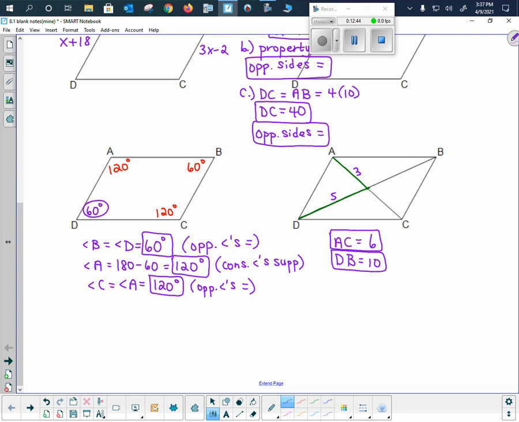And why am I getting those answers? What property am I using? Why do I know that AC is 3 and 3 and DB is 5 and 5? Because diagonals, and this is how you can abbreviate it, so look up here and check it out. Diagonals bisect each other. All right, so there's what I expect to see for work.